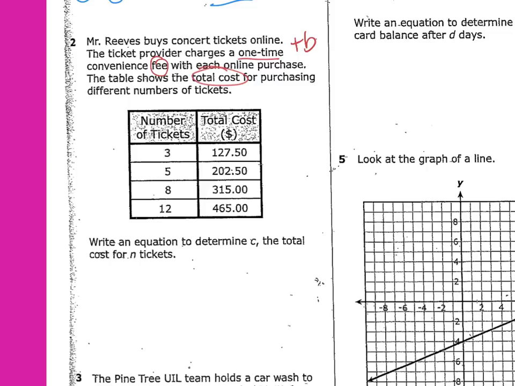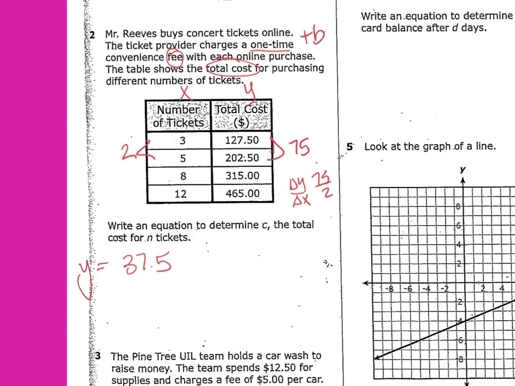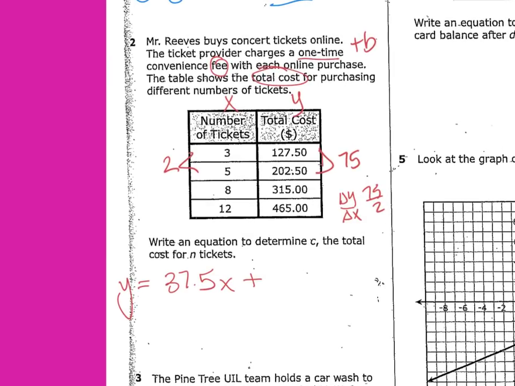So first let's figure out the slope. So the change in y over the change in x. So I'm going to subtract these two, 202.5 minus 127.5, and I get 75. And then 5 minus 3 is 2. So my change in y over change in x, my slope, 75 over 2, which is 37.5. Okay, so that's my slope. So y equals 37.5x plus, now we want to figure out what the y-intercept is going to be.